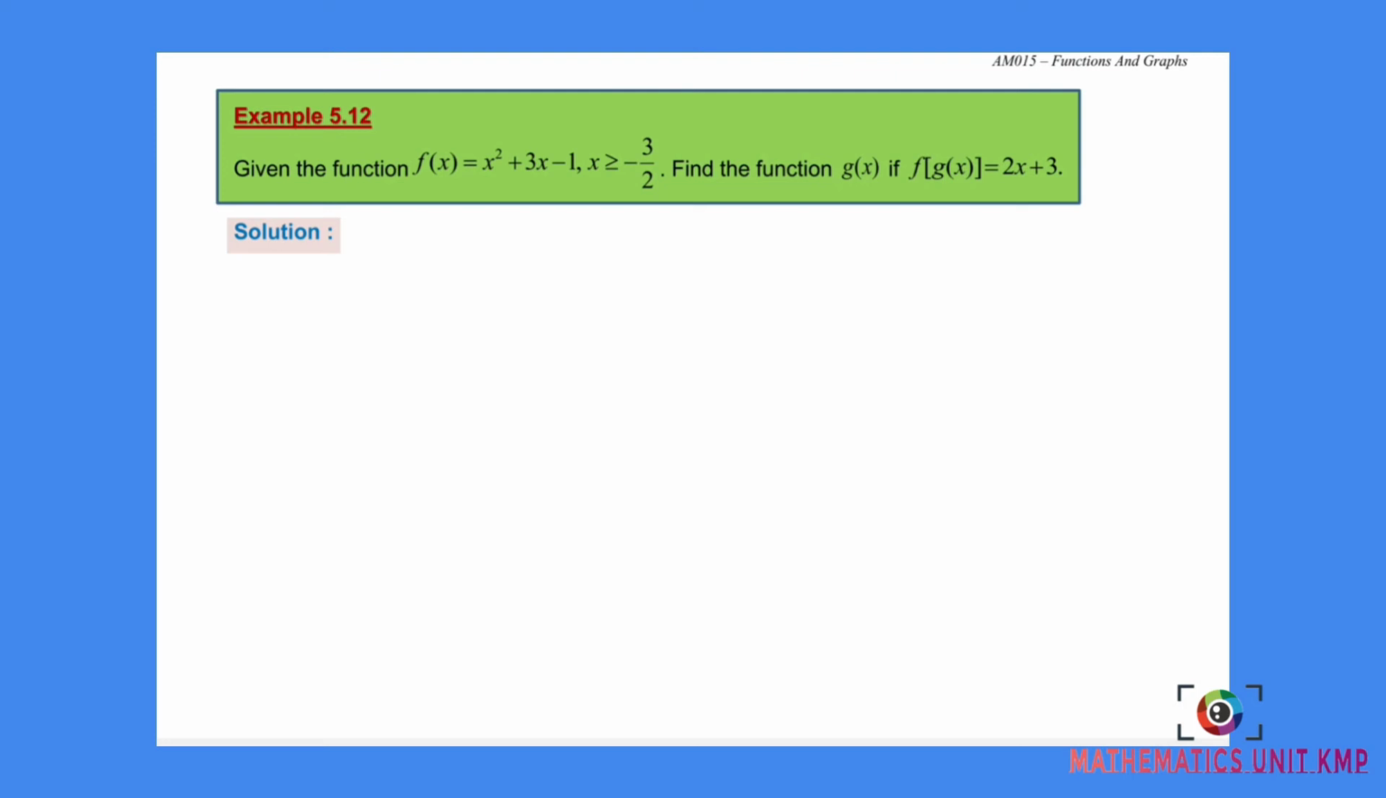Alright, for example 5.12, the function given is in quadratic form. Jadi bila quadratic form, untuk memudahkan you, you completing the square dahulu. Okay, supaya you lebih mudah untuk kemudian punya step. How to complete the square atau penyempurnaan kuasa 2. Okay, what is it, the penyempurnaan kuasa 2? Dia akan jadi apa?